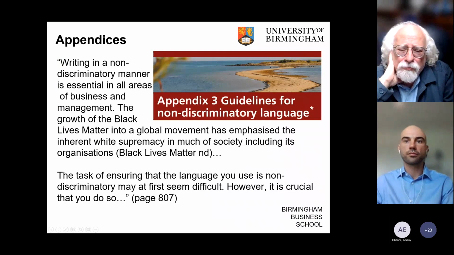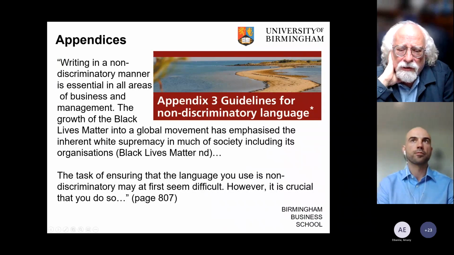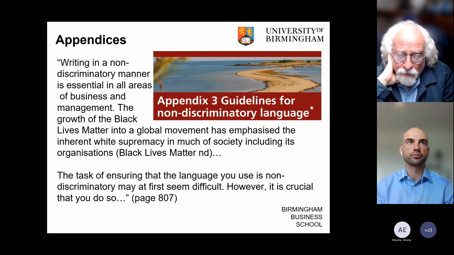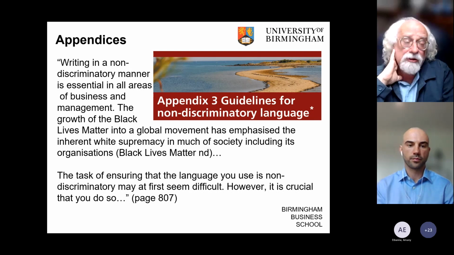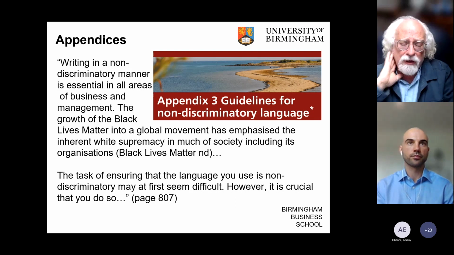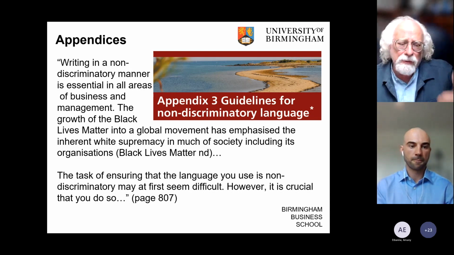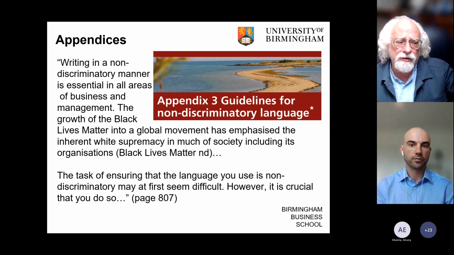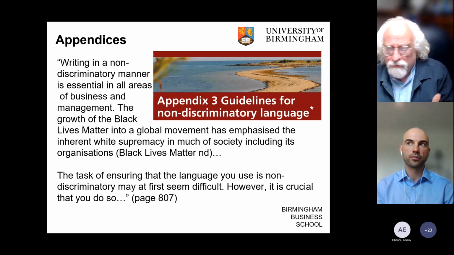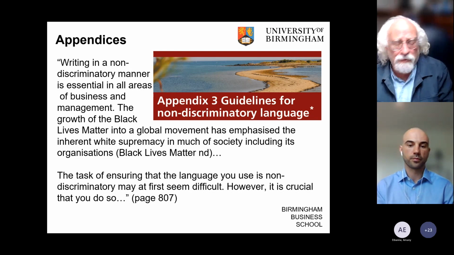What we've therefore done is put in some guidelines for non-discriminatory language, and we've worked very much with the British Sociological Association, the British Psychological Society, and various other organisations as to what they're suggesting. And we have to remember this is something that's fluid and is changing over time. So earlier editions are not quite the same because things have moved on.